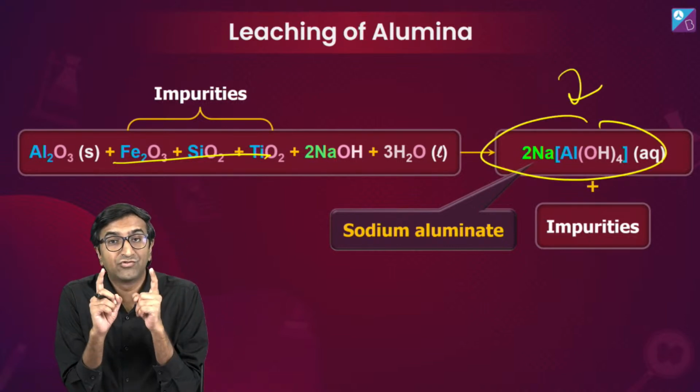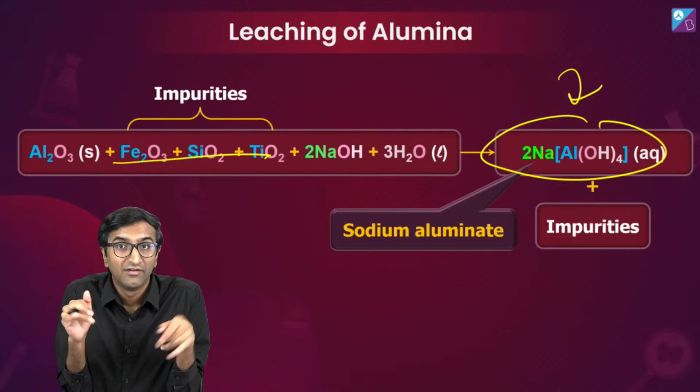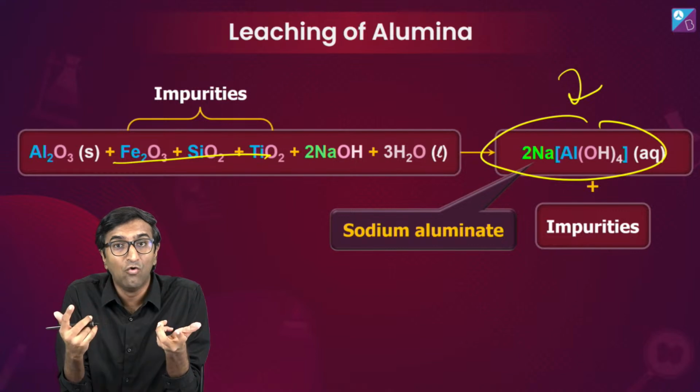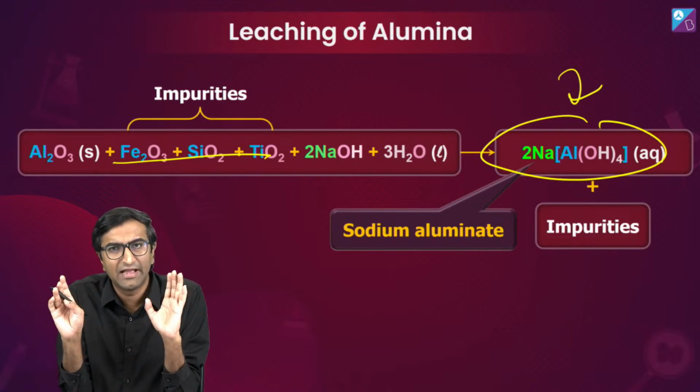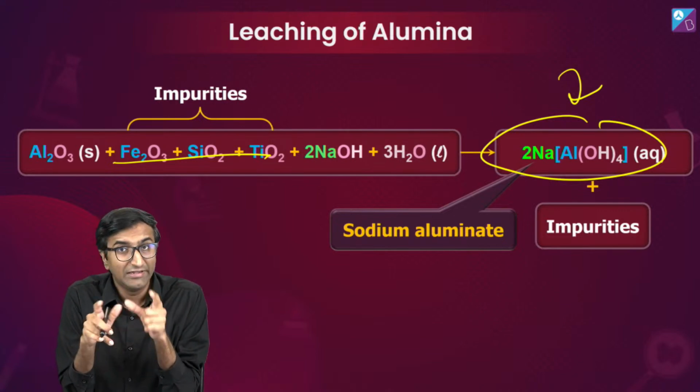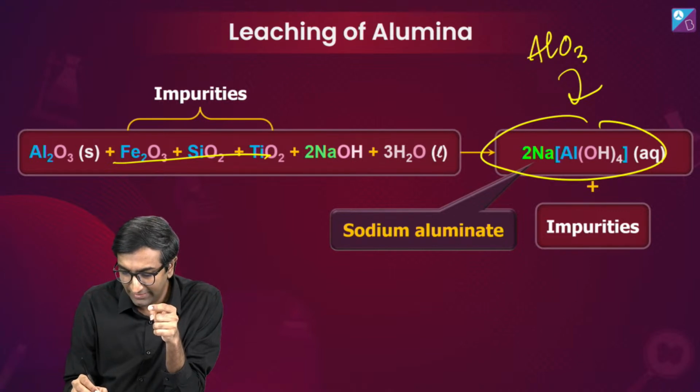Now, I have solved one issue, but I've created another one. ठीक है, I have removed some impurities, but now I have a compound of sodium and aluminum hydroxide, OH4, जो भी लिखा है यहाँ पे, this is a complex. So I need to get back aluminium, right? Specifically, I need to get aluminium oxide.